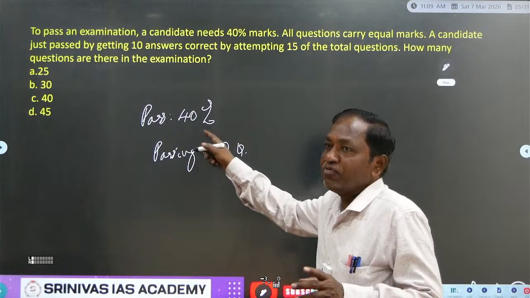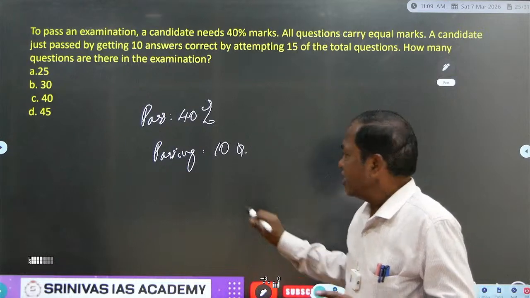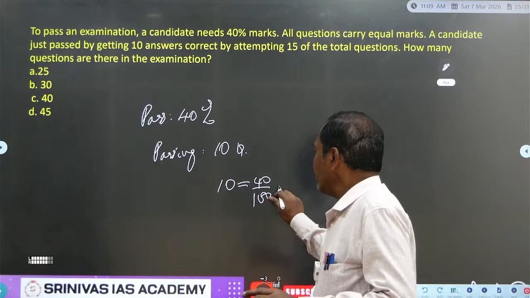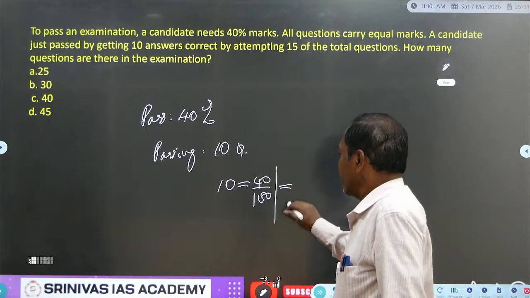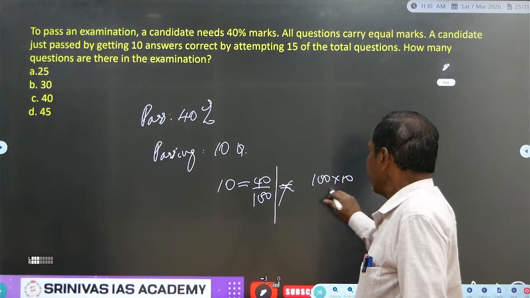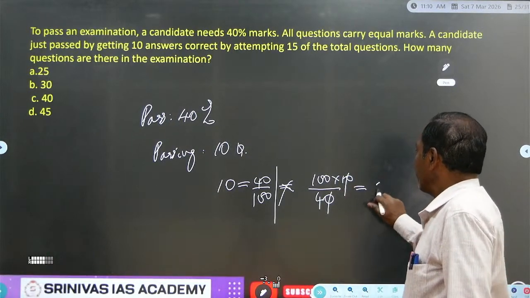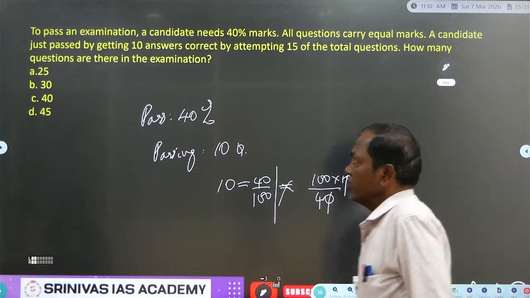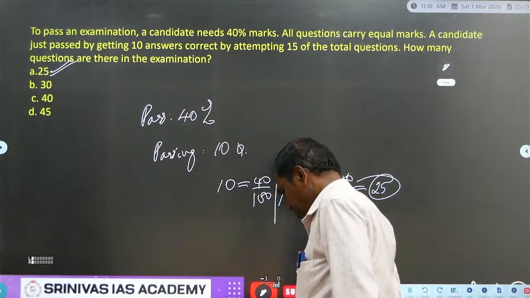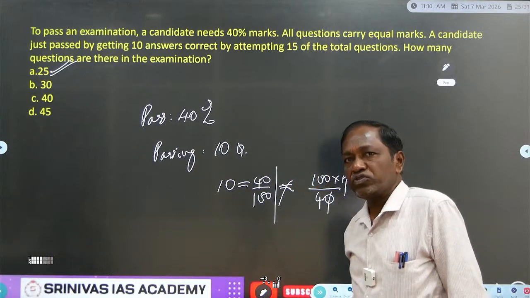By percentage wise, 40%. It means that the 10 questions is equal to 40%. You will know how many questions are there in the paper. And see, 100 into 10 by 40 is what? 0 and 0 get cancelled and 25 questions are there. So, option A. There are 25 questions in the exam.